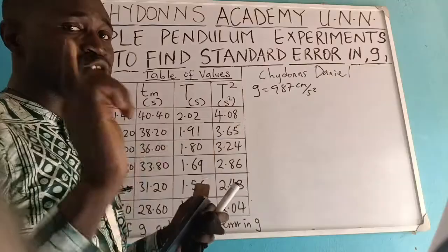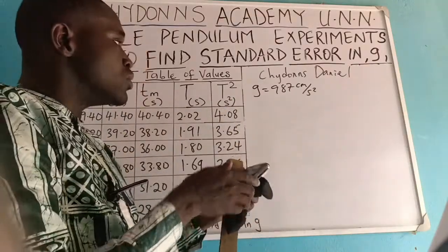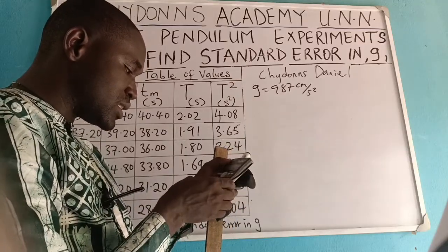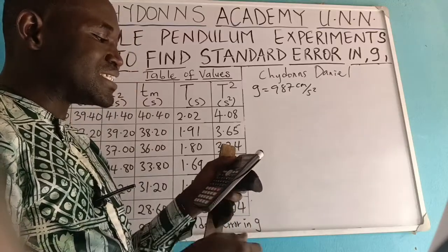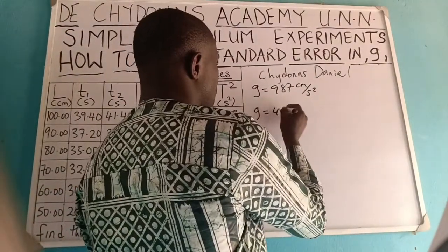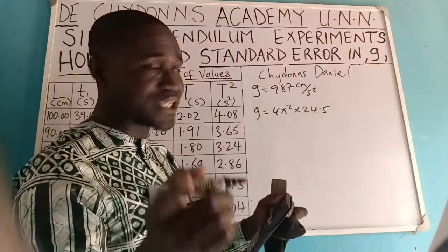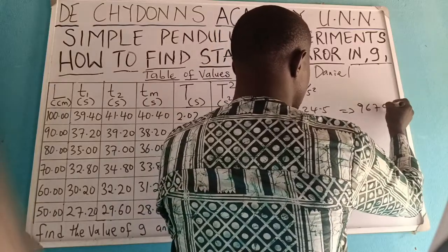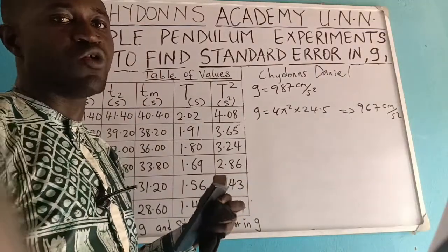If you are using 24.5 that we got here some minutes ago, what you do is 4 pi squared times 24.5. You'll be able to get 967. So if you are saying G equals 4 pi squared times 24.5, because that is what you got, it means that you'll be having 967 what? cm per second squared to be your G. It's still in the range of value of G.